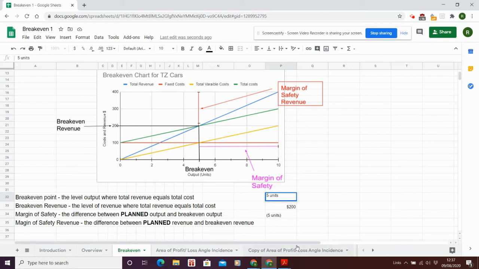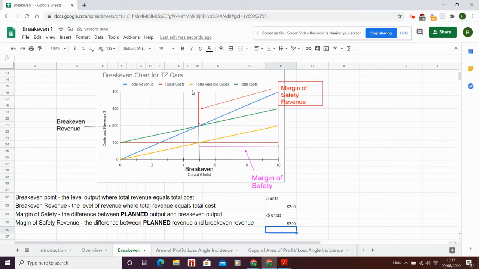Okay, and then the very final thing, which I've only seen once in an exam, is to work out the margin of safety revenue. The margin of safety revenue is the difference between the revenue expected by the business. So in this case, we're planning to sell 10 units. We expect the revenue to be 400, and the break-even revenue is 200. So the margin of safety revenue is going to be $200.